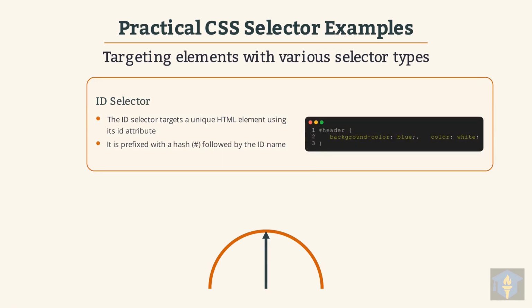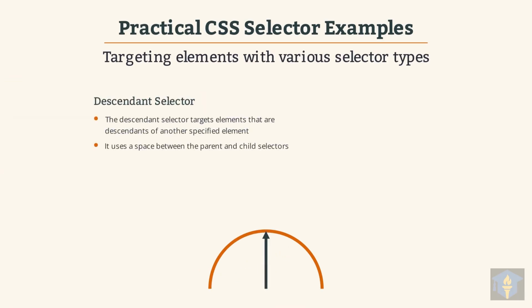Here, we see how to style an element with the header ID, giving it a blue background and white text. Now, let's explore the descendant selector, which allows us to target elements nested within others.